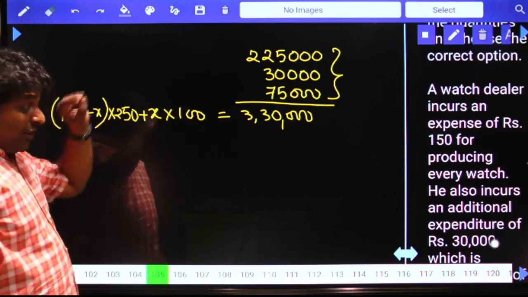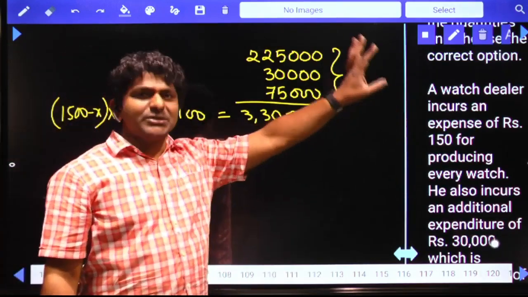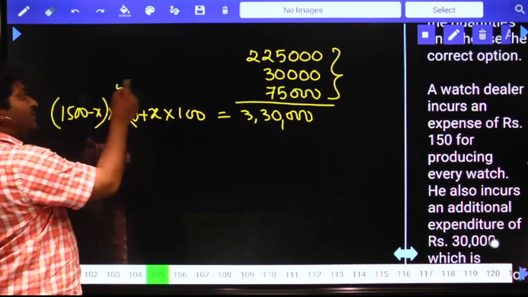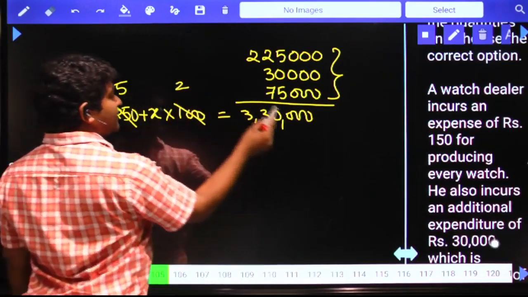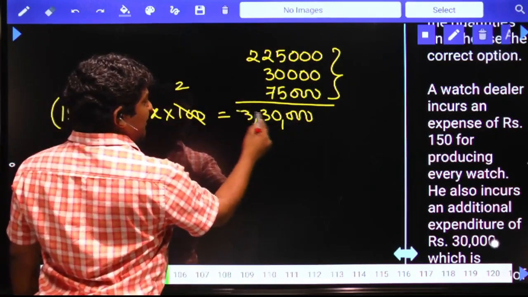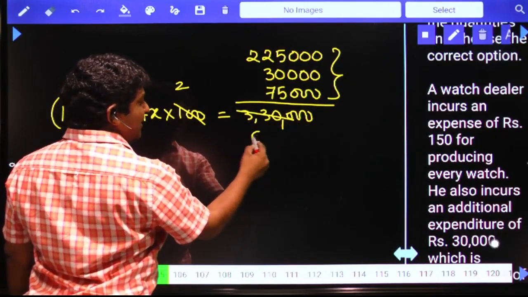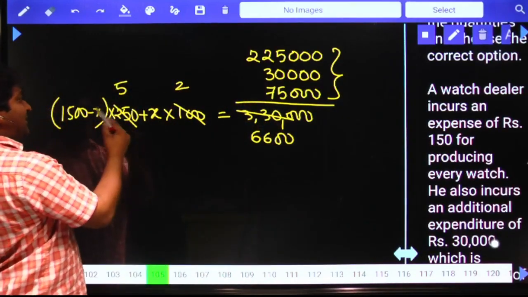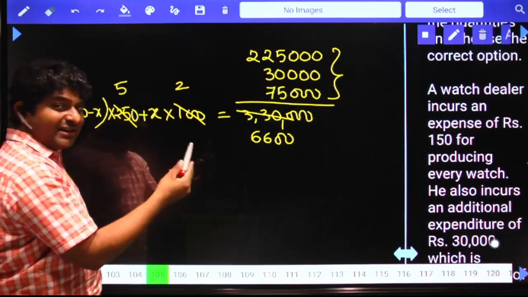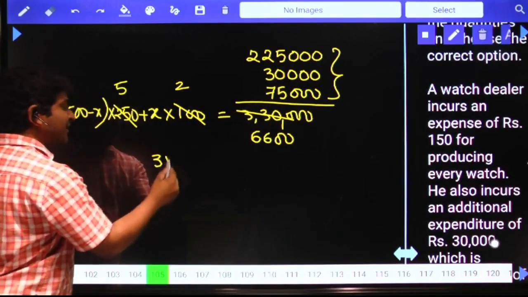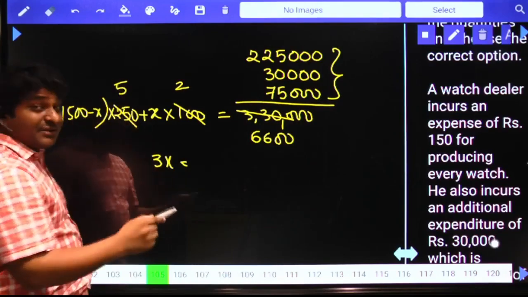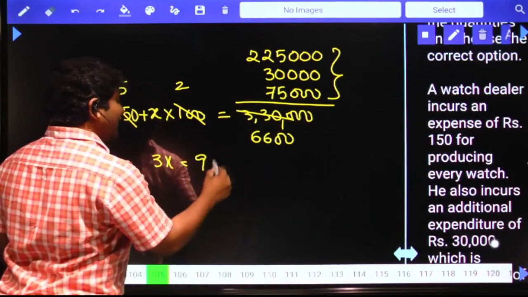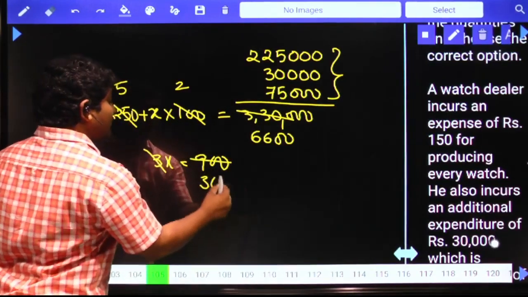Your question is about during off season, how many were sold? Hence, I am taking this as X. 50 5 times, 50 2 times, 100 లో 250s ఉంటాయి, 3300 హండ్రెడ్స్ ఉన్నాయి కాబట్టి 6600 అవుతుంది. 2x minus 5x, minus 3x goes to the other side, that becomes 3x. 1500 5 times 7500 minus 6600, that is equal to 900. Then x is equal to 300.